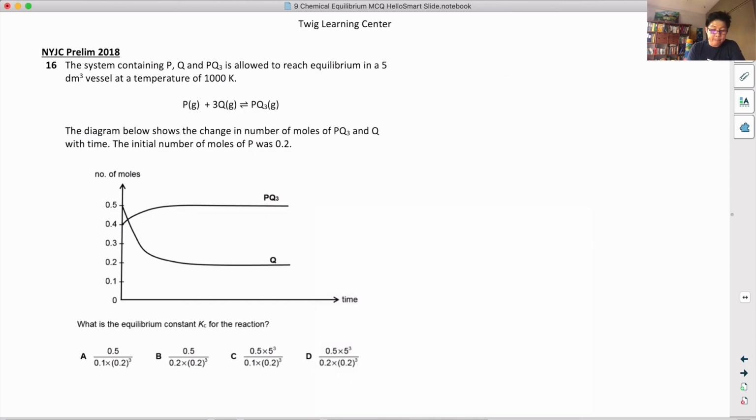PQ and PQ3 start to reach equilibrium, and they gave you the moles, right? Maybe I'm going to write this down all again.